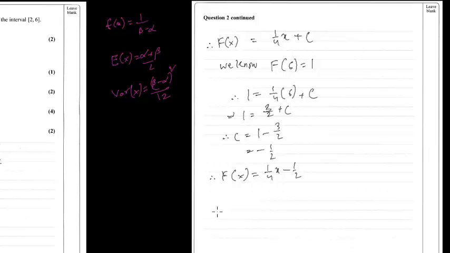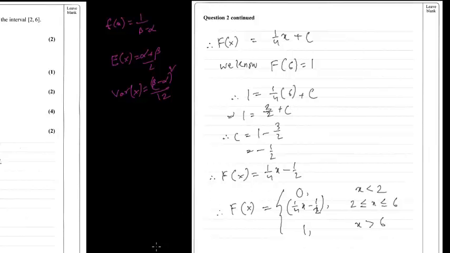Now we have to define it. The definition is F(x) equals the expression 1 by 4 x minus half, and the limit is from 2 to 6. Lower than the lower limit it is 0, higher than the upper limit it is 1. That's how you define the CDF.